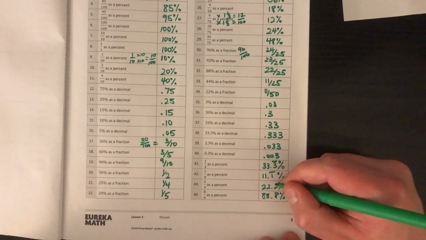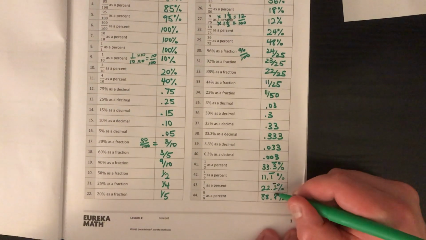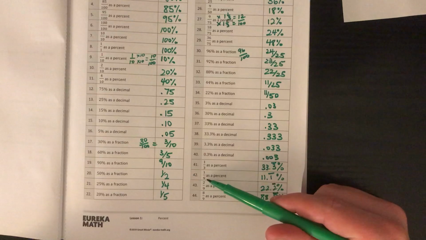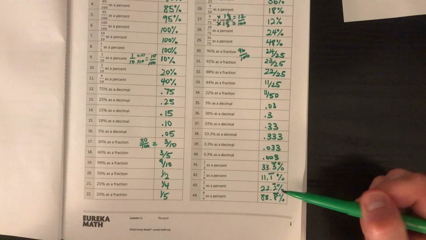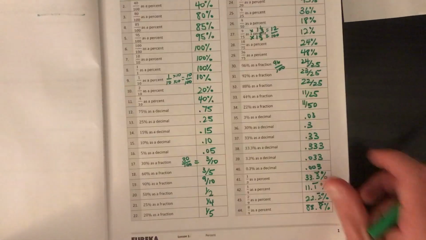So I should have the repeater bar over this 2. And 8/9 is equal to 0.8 repeating. And because I just remember that fact, I was able to quickly say that 1/9 is 11.1 repeating percent, 2/9 is 22.2 repeating percent, etc. So that was a convenient fact for me to have memorized.